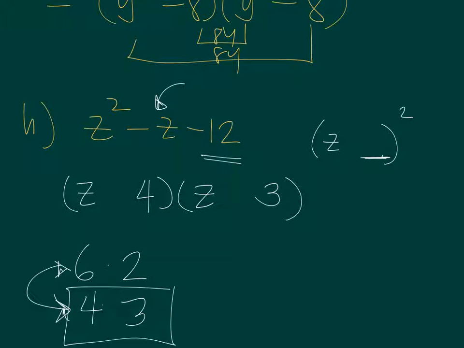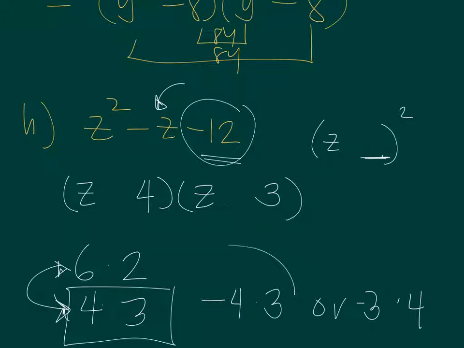So we place 4 times 3, and we just have to properly select which one is the negative number and which one is a positive number, because since the third term is a negative 12, then it's either negative 4 times 3 or negative 3 times 4. But since our goal is to have a negative z, that means the higher number should have the negative sign. So we have to pick the negative 4 times 3 combination. So this is z minus 4 and z plus 3. So the factored form of z squared minus z minus 12 is z minus 4 times z plus 3. Okay.